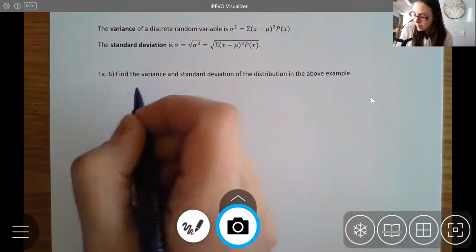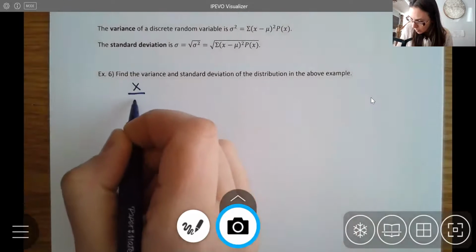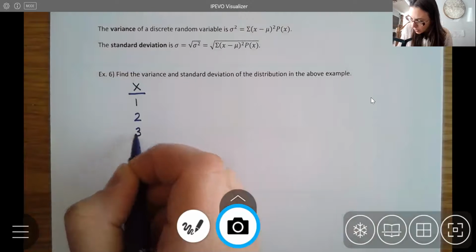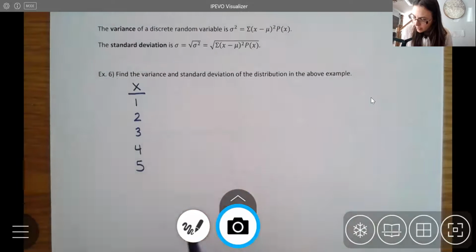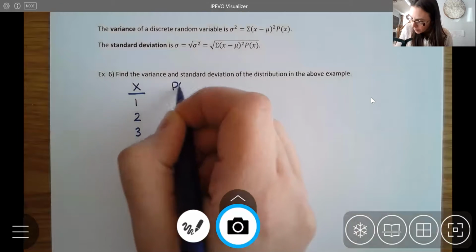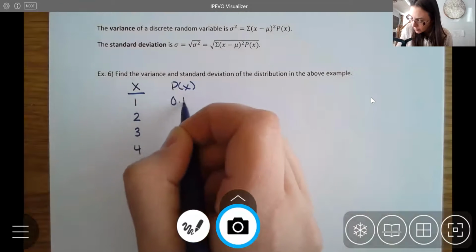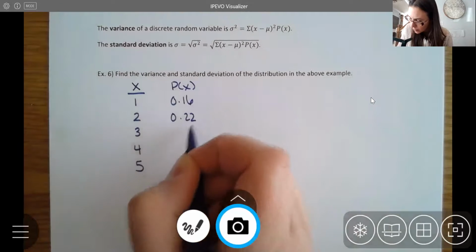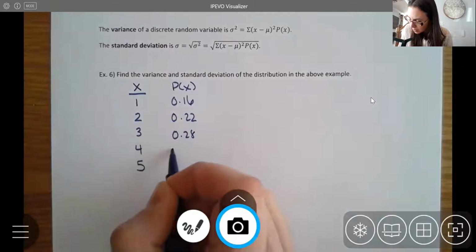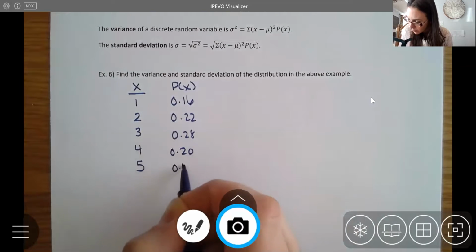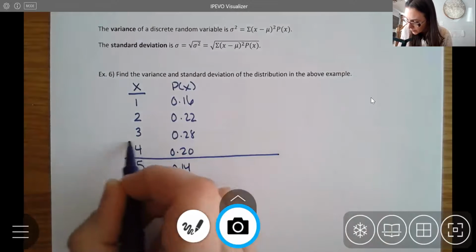All right, so I'm going to do the same thing. Let's make a table. I have 1, 2, 3, 4, 5 for my data points, and my P of X is 0.16, 0.22. I'm just rewriting this so I have it. And again, I like to work vertically, personally, instead of horizontally.